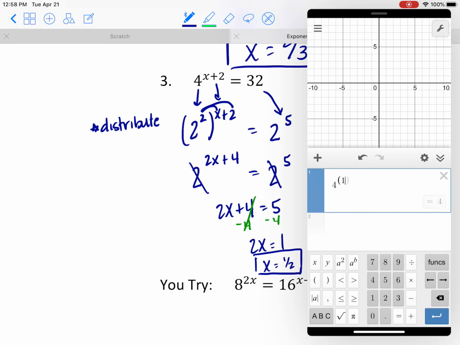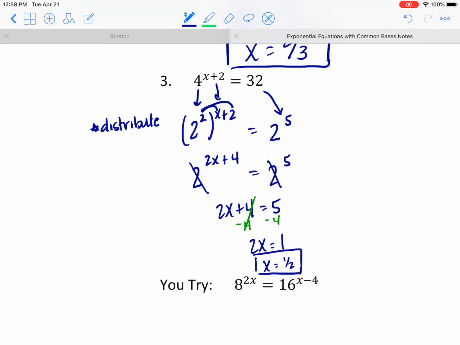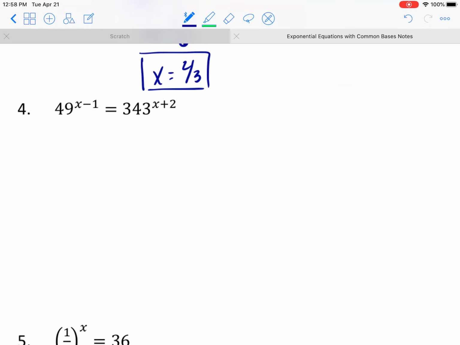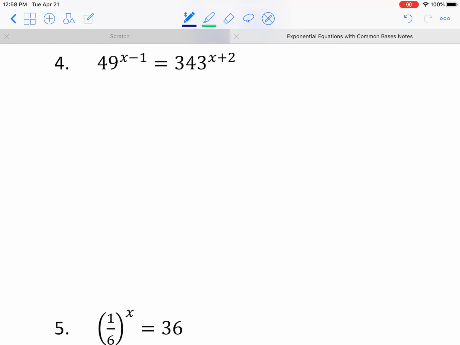And if you wanted to check, again, don't need to check every time, but if you're just unsure, put it in the calculator. So 4 raised to the, in parentheses, I'm putting in a half, and then I'm adding 2, and when I hit, oh, there it is, 32. I was going to say hit equal, but it automatically does it. So we can verify that our 1/2 is correct.